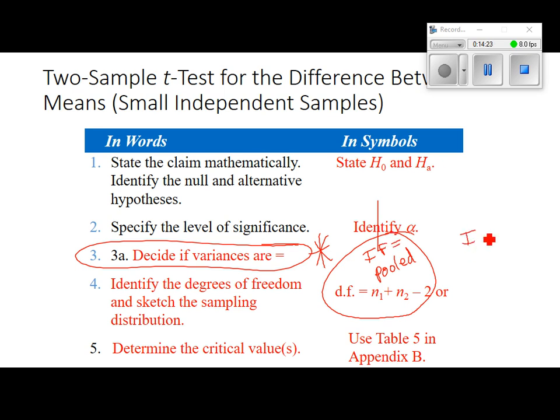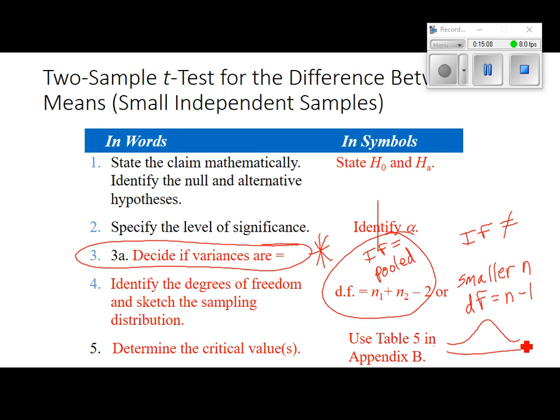If the variances are not equal, then it's not pooled. I'm saying pooled, not pooled, because on your calculator, it asks you that question. If they're not equal, then you take the smaller n, whichever one's the smaller one, and to find your degrees of freedom, it's just n minus 1. So if your two n's are 8 and 18, you take the 8, and you do 8 minus 1 and get 7 for your degrees of freedom.